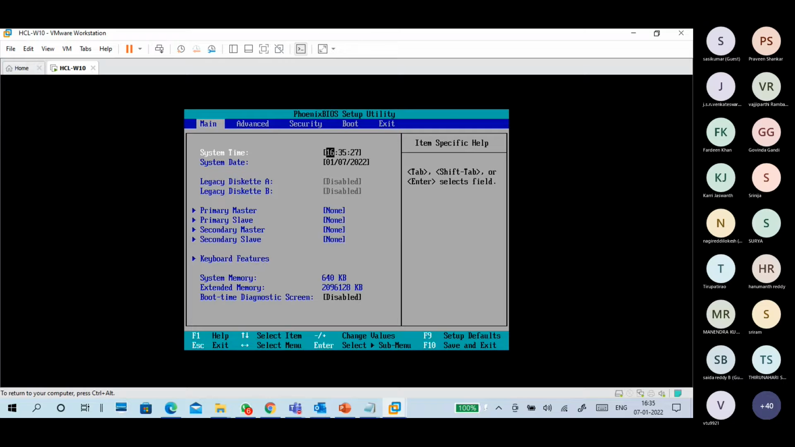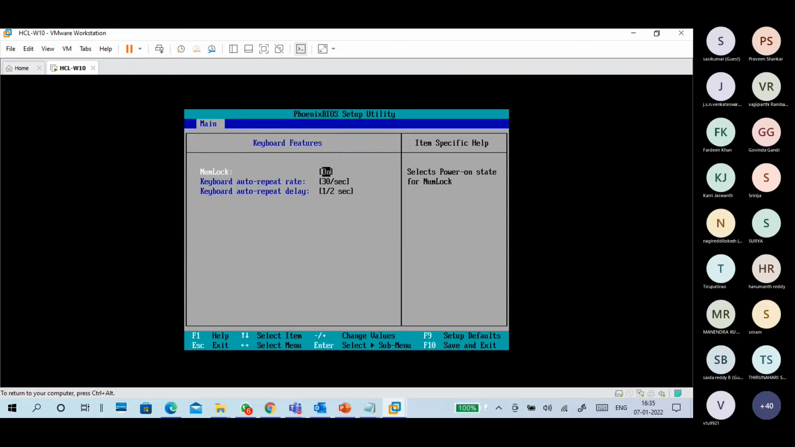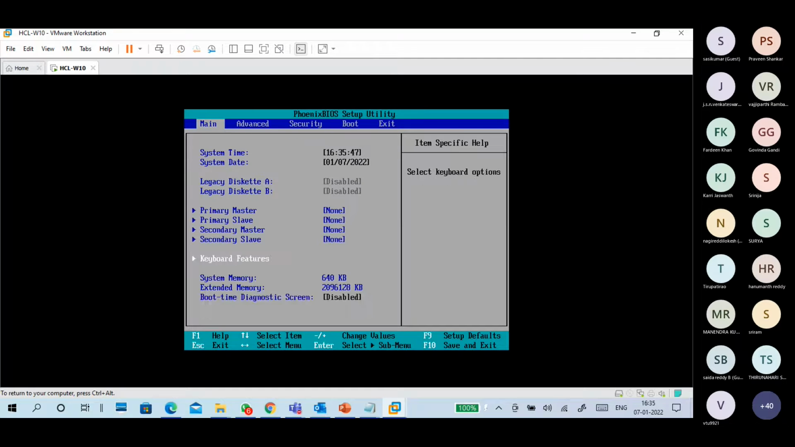Next, guys, if you look here, date and time. Can you see date and time? Next, these are the hard disks. If a hard disk is there, it will show which hard disk is connected here, their details. Next, keyboard features, and this is the system memory. It is showing 640 KB, that is base memory. Extended memory is nothing but your RAM, 2 GB RAM.